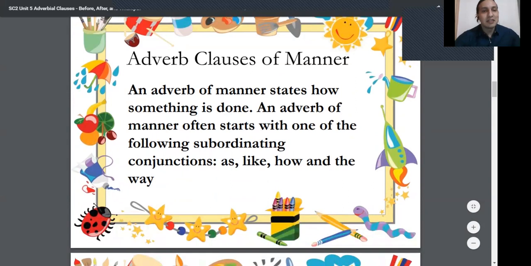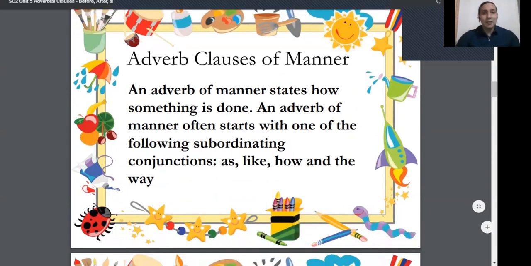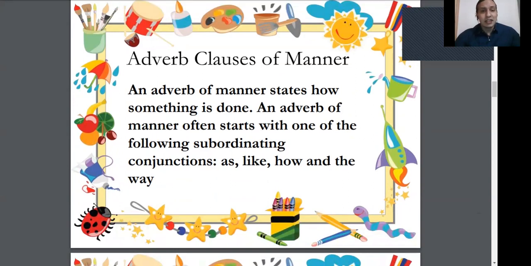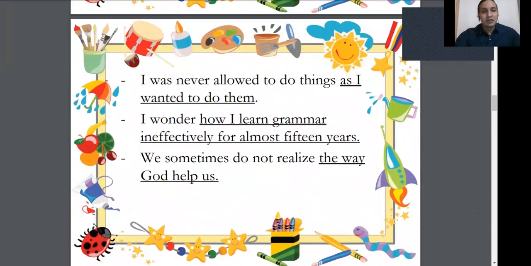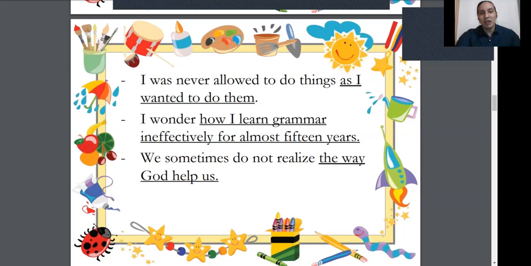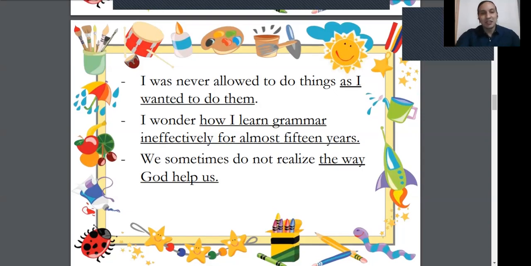Adverb clauses of manner. An adverb of manner states how something is done. An adverb of manner often starts with one of the following subordinating conjunctions: as, like, how, and the way. I was never allowed to do things as I wanted to do them. I wonder how I learned grammar efficiently for almost 15 years. We sometimes do not realize the way God helps us.